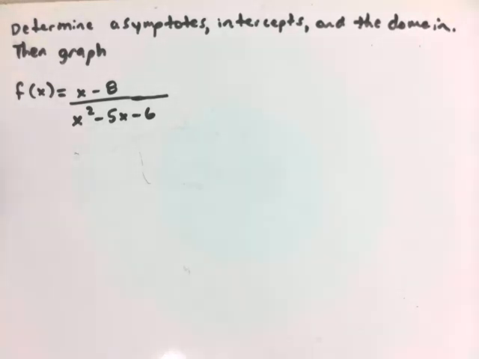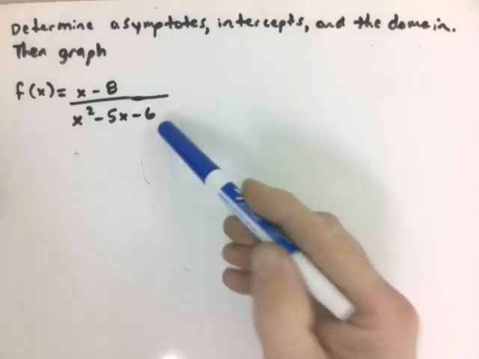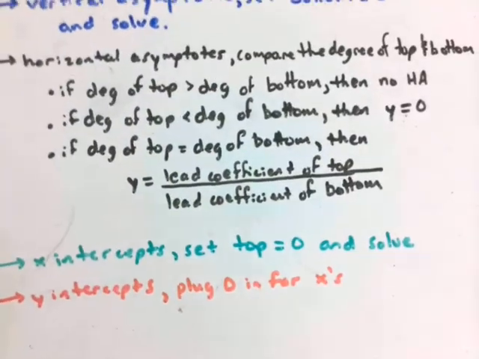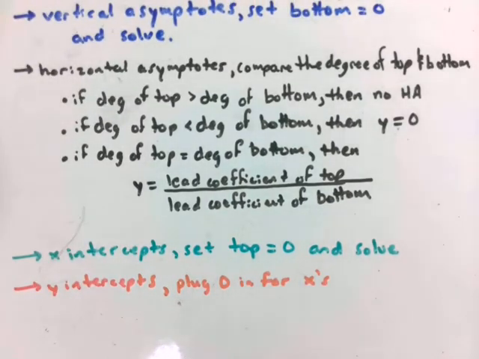For this example, we're going to determine the asymptotes, both the vertical and horizontal asymptotes. We'll find the x and the y intercepts, and we'll make a statement about the domain before we graph. We have a rational function here, which is a polynomial divided by a polynomial. And for rational functions, we do have some rules that we can use in order to make this process a little easier.